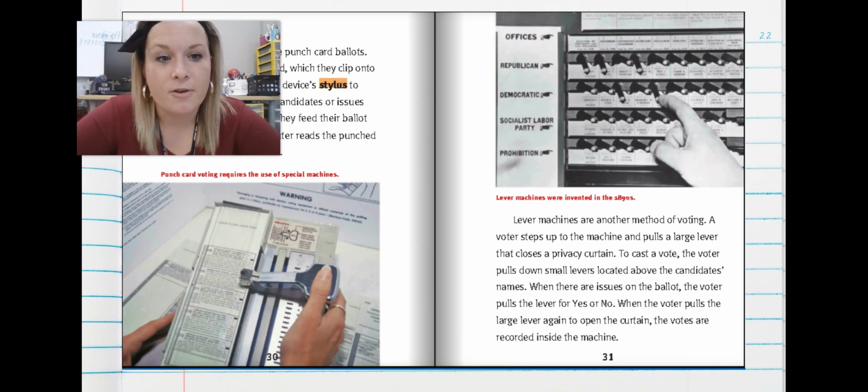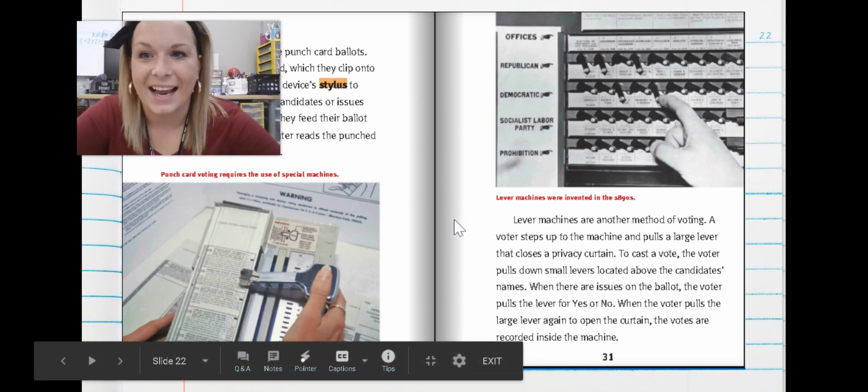Lever machines are another method of voting. A voter steps up to the machine and pulls a large lever that closes a privacy curtain. To cast a vote, the voter pulls down small levers located above the candidates' names. When there are issues on the ballot, the voter pulls the lever for yes or no. When the voter pulls the large lever again to open the curtain, the votes are recorded inside the machine. So it says lever machines were invented in the 1890s.